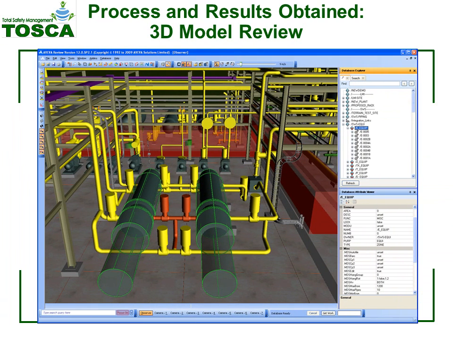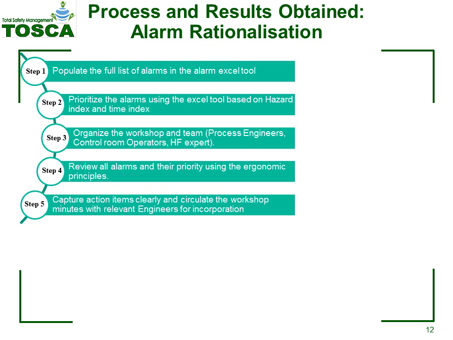Here you can see an example of the 3D model used in these workshops. The review in the case study resulted in 268 action items which were brought forward to improve the design. The second example is the alarm rationalization.